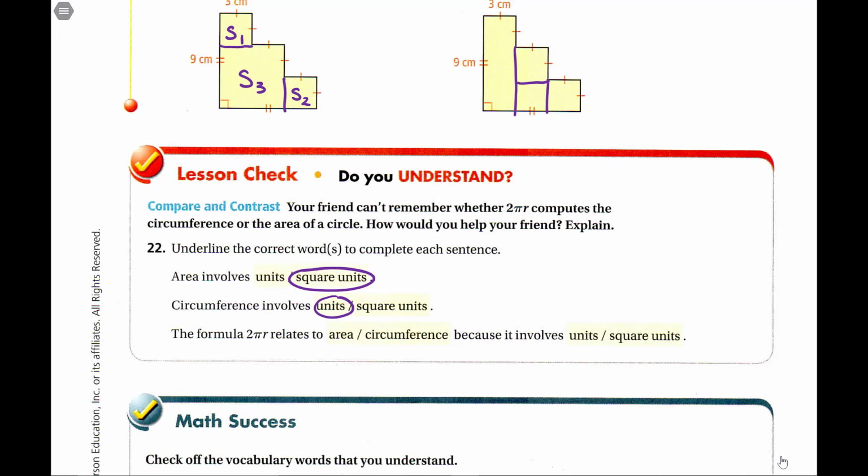The circumference 2 pi r relates to circumference because we are dealing with units. Right here on r, it's just r, it's not r squared. So anytime we have just an individual unit, we're talking about perimeter or a linear measurement. When we have square units, we're talking about area. And when we have cubic units, we're talking about volume.